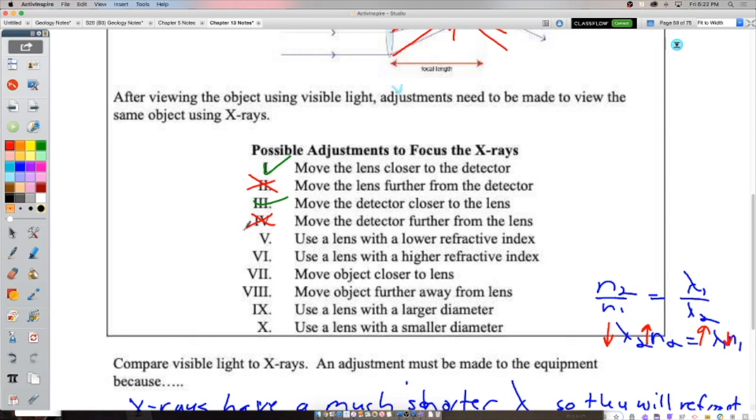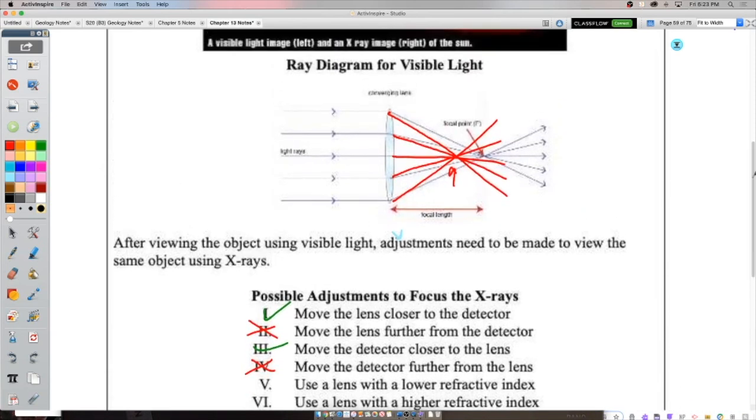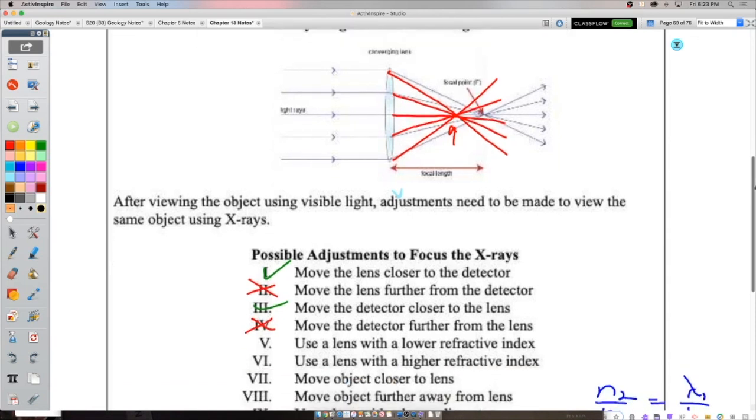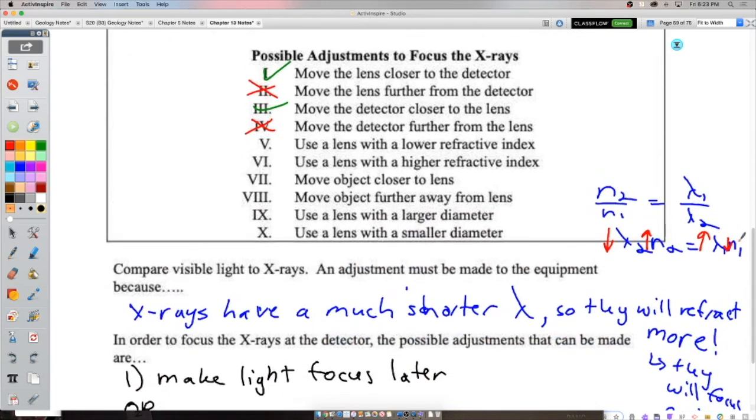Okay. Use a lens with a lower refractive index. Does that mean bend light more or bend light less? Right, that means bend light less. So what'll that do? It'll make light not focus so early. Maybe it'll focus in the right place, right? It'll focus back here more. So yeah, that's good. We could do that. That'll help us out. But use a lens with a higher refractive index? That's going to make light bend even more and focus even sooner. So that's no good.